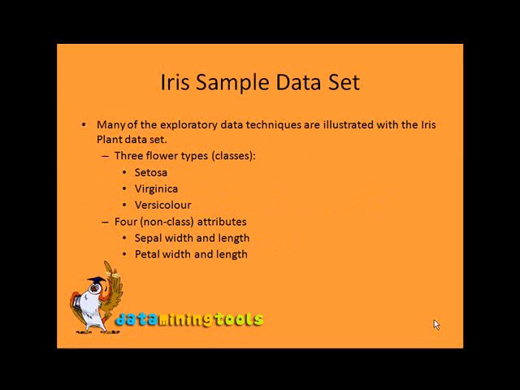Let's understand the Iris simple dataset. Many of the exploratory data techniques are illustrated with the Iris plant dataset. Under three flower types, or classes, we have setosa, virginica, and versicolor. Under four non-class attributes, we have sepal width and length, and petal width and length.